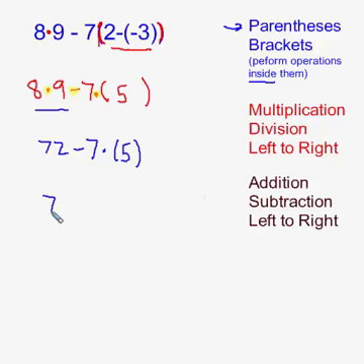So I'm going to copy the 72 and I'm going to copy the subtract symbol. 7 times 5 is 35. Now there's only one thing left to do, and that would be the subtraction. And it turns out 72 subtract 35 is 37. And there'd be nothing left to do, so that would be the end of my problem. Hopefully you found this video helpful.